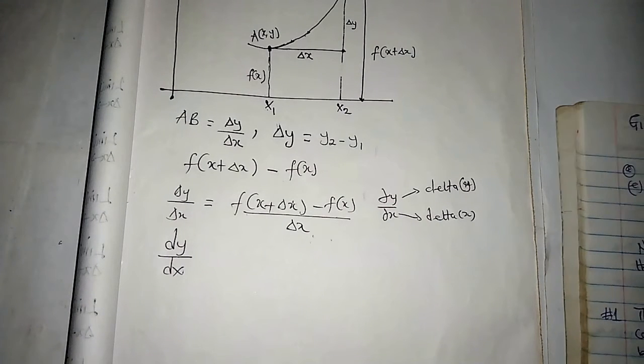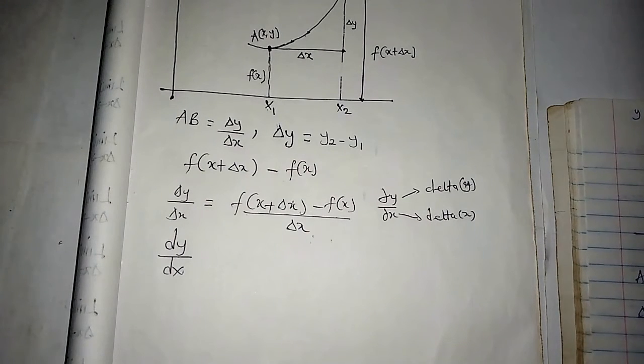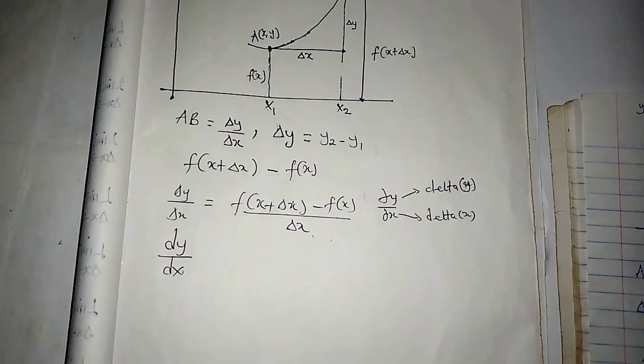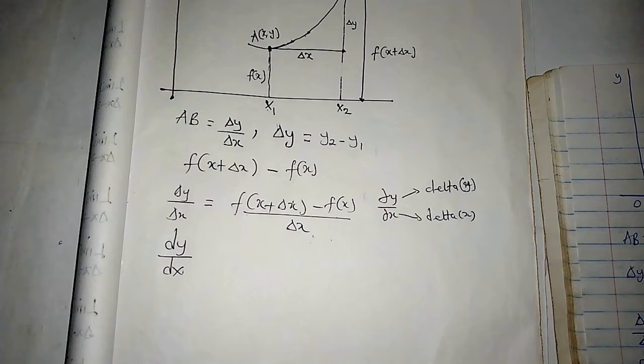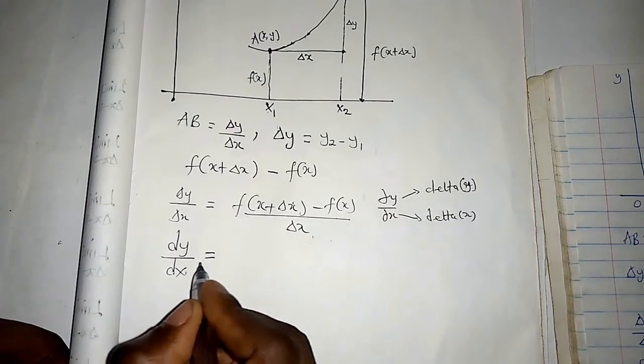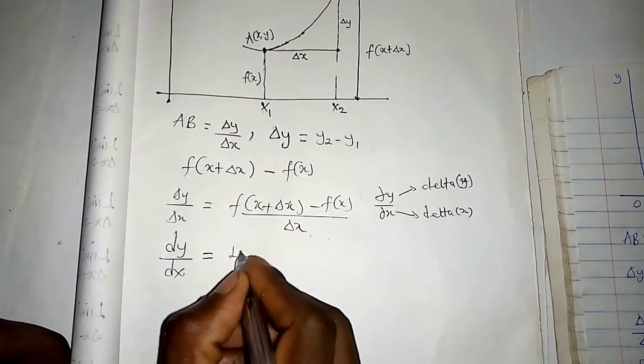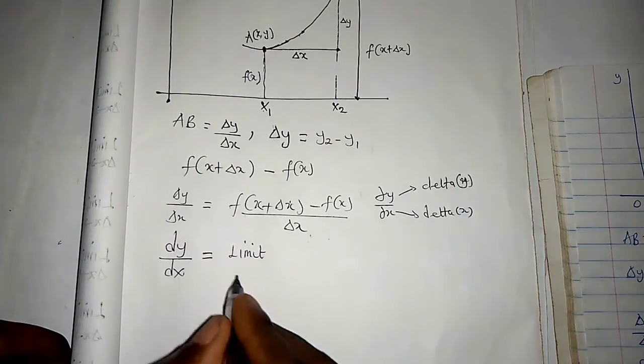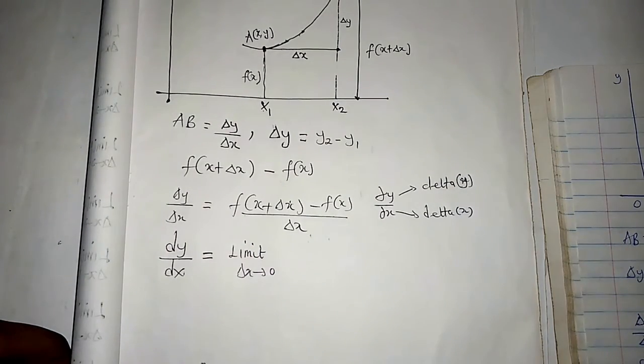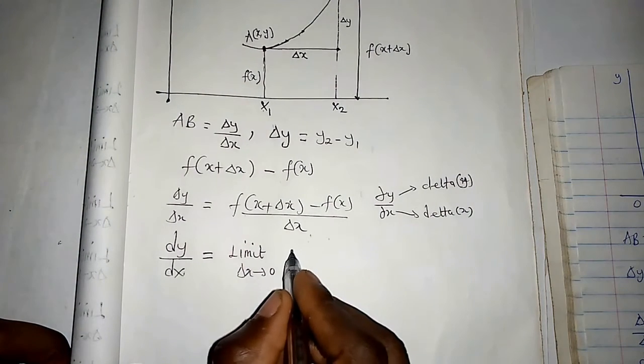So dy over dx is now the most important thing. dy/dx now becomes the gradient of the tangent, because now we are dealing with the gradient of a tangent, not delta y over delta x. And for you to change delta y over delta x to dy over dx, we now equate dy over dx to be equal to the limit as change of x approaches 0. Then our formula now becomes this.